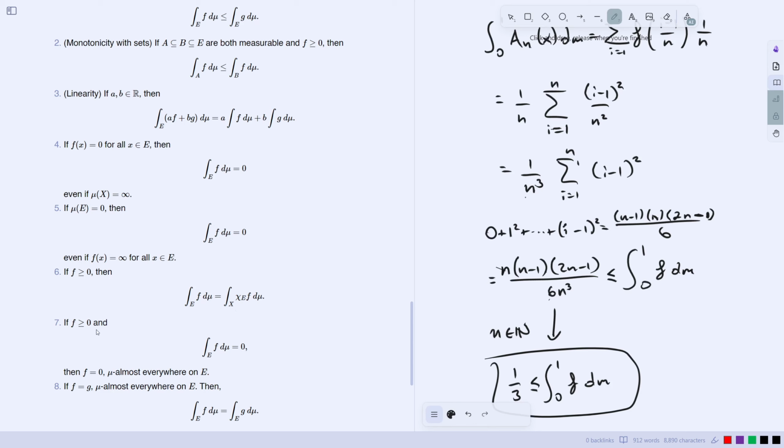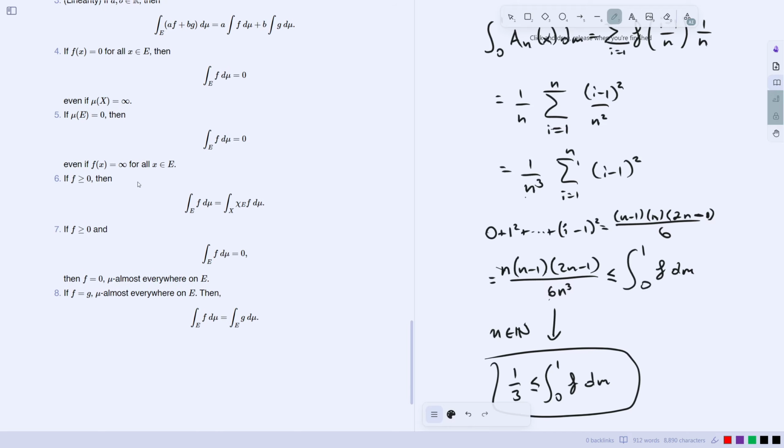If f is non-negative and the Lebesgue integral of f over E is 0, then f is equal to 0, but it doesn't mean it's 0 for every single x. It's just 0 almost everywhere with respect to mu. So if the Lebesgue integral of f over a set is 0, then the set of points where f is not 0 has mu measure 0. And we talked about what that meant in the previous lecture.